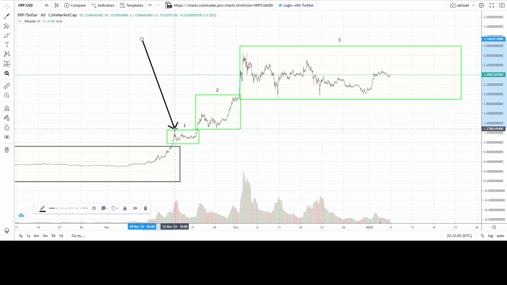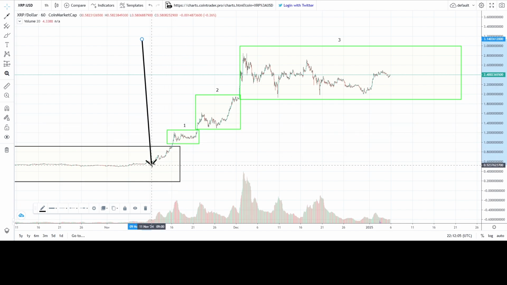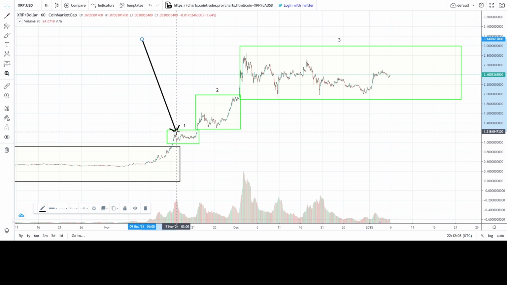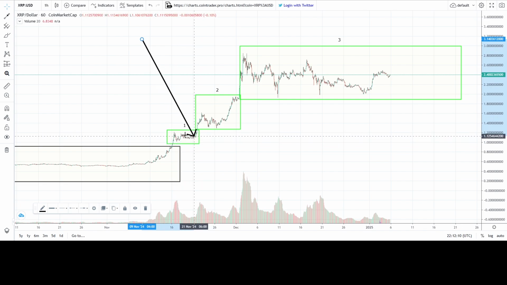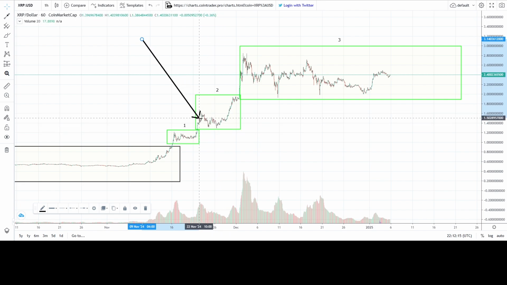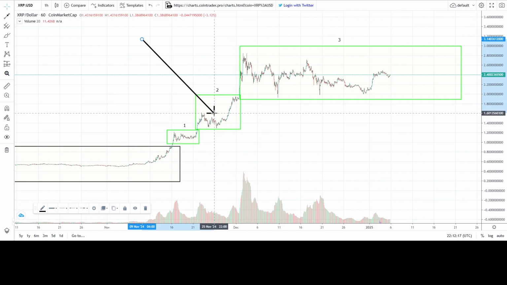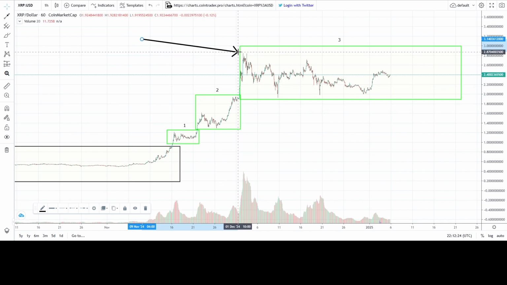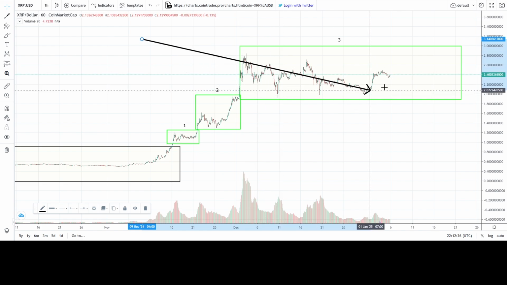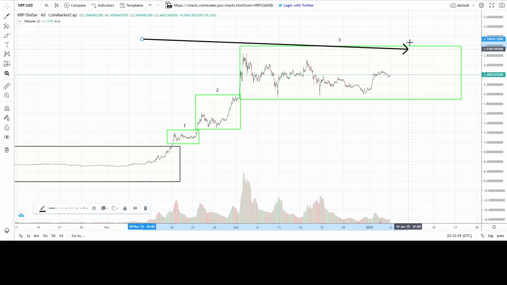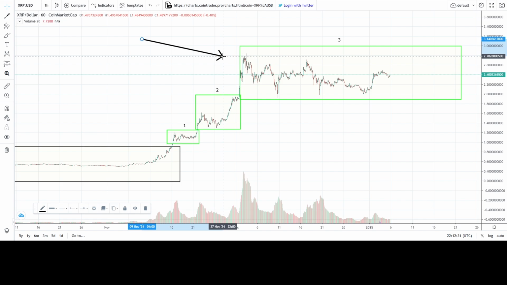This first corrective structure is the largest pullback before anything that came before it, and after it experiences that large pullback, it goes into a corrective structure. It then moves up, and then it has two corrections that take place. That's what we're looking for. Those are the functions that we're seeking in the second corrective structure. In the third corrective structure, we're looking for a large pullback, and we're also looking for it to eventually make it above the high. Everything that we would expect to see in a bull run structure has played out at this scale.